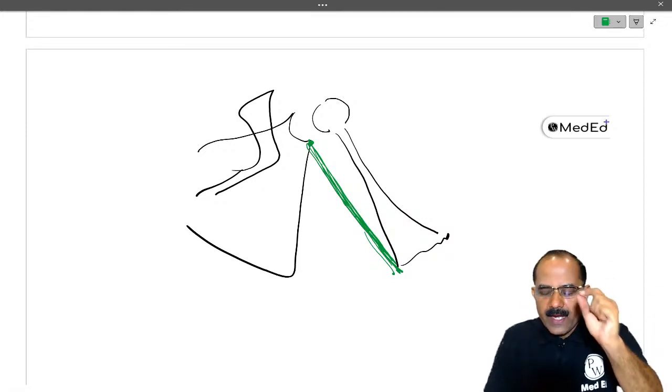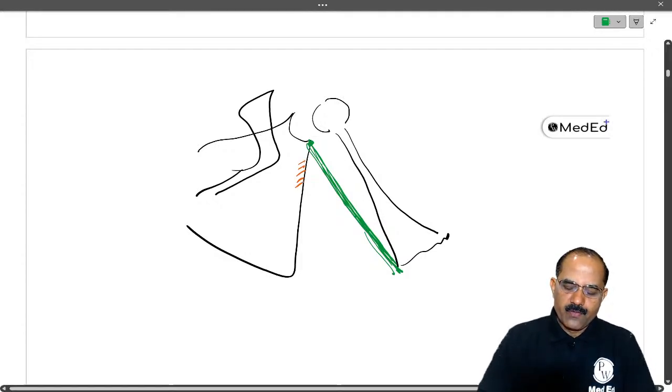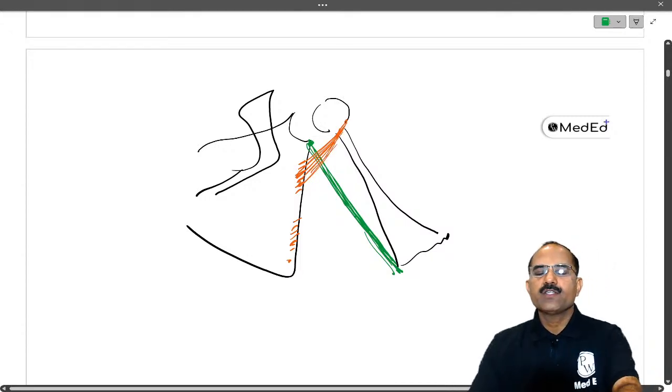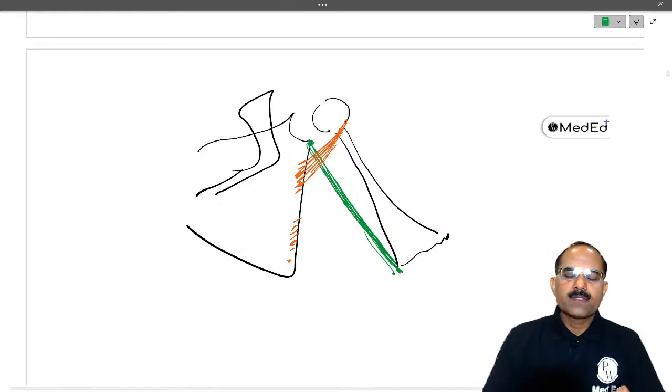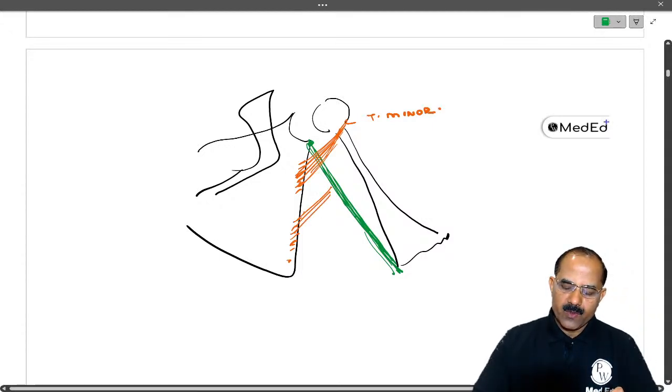This is the long head of triceps. What muscle is this, which begins from the lateral border of scapula? This muscle goes and gets attached to the greater tubercle. What is this muscle? This is teres minor.